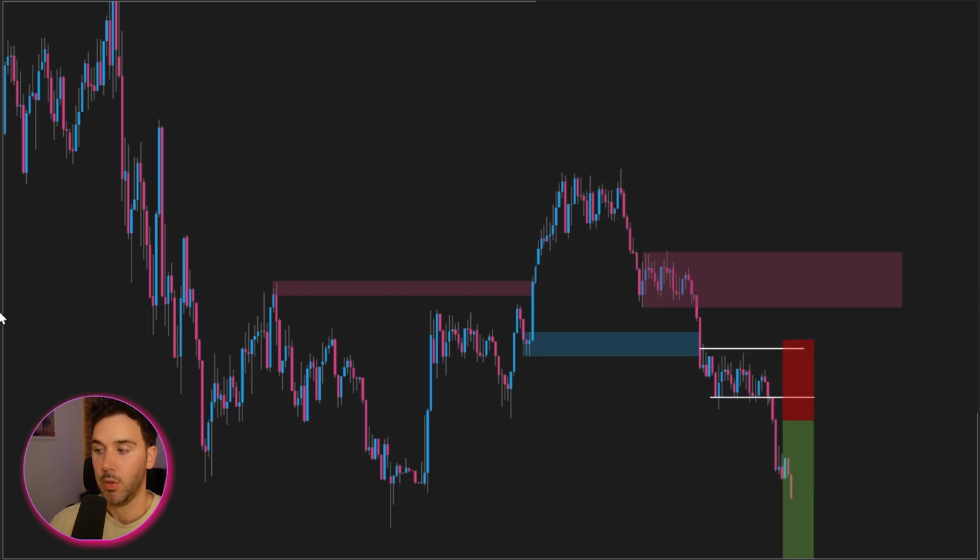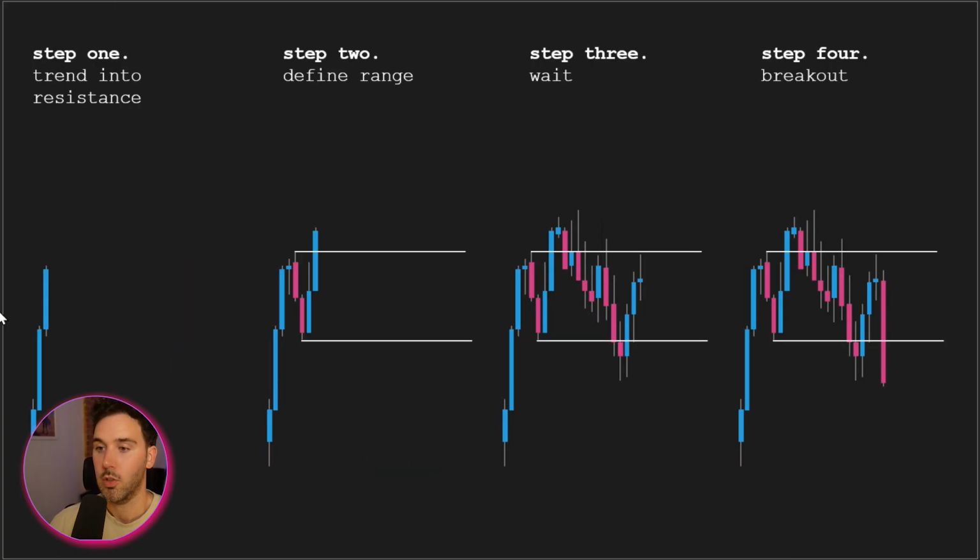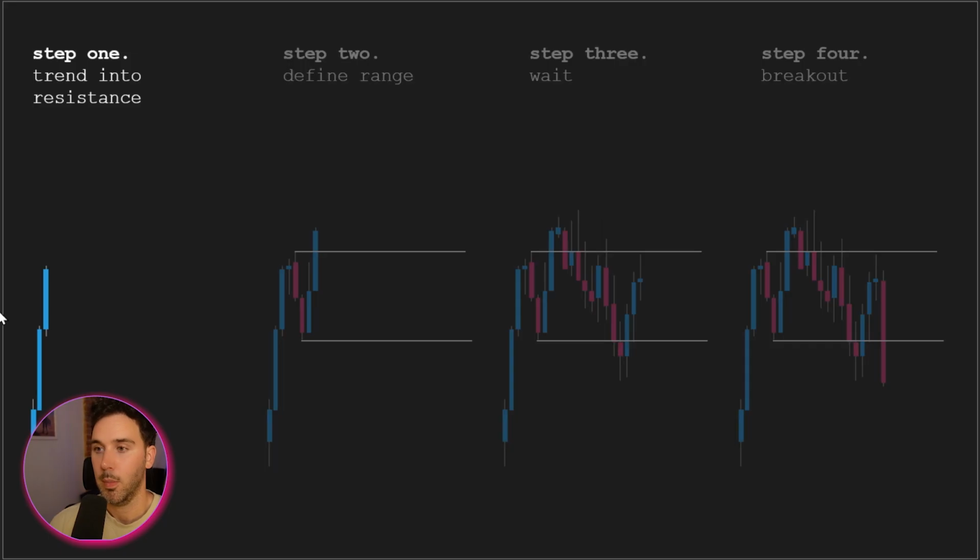Sometimes it may just move sideways like this and continue to the downside, in which case we can use our strategy from the beginner video to look for a continuation. But in the event that it moves back up, the pattern we're going to look for is a trend into resistance at step 1. Remember, when we were looking for longs, we were looking for a trend into support.